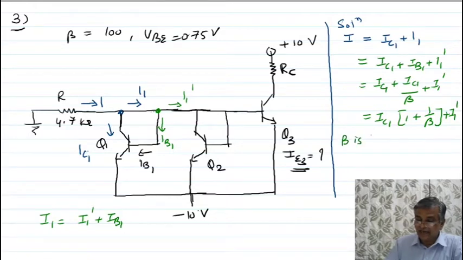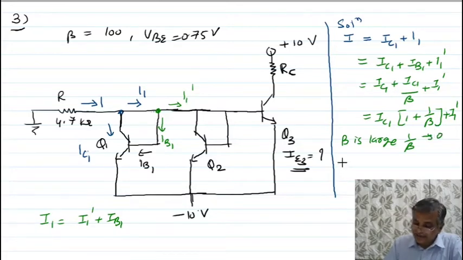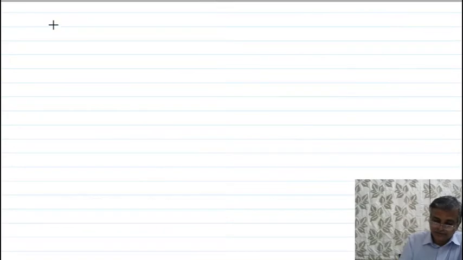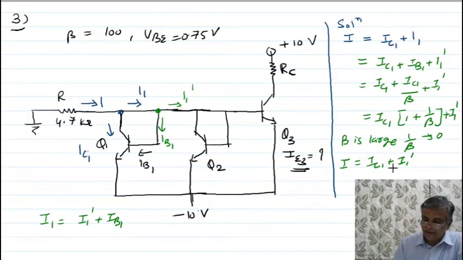Beta is large, so 1 upon beta tends to 0. So I can write I is equal to IC1 plus I1 dash. So let me use another page. So I can write I is equal to IC1 plus, look, I1 dash.